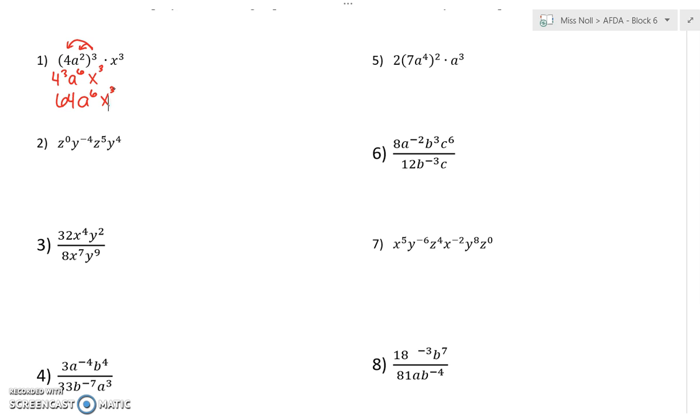Now number 5 is a little bit trickier. Sorry, I'm kind of going out of order, but going across to number 5.